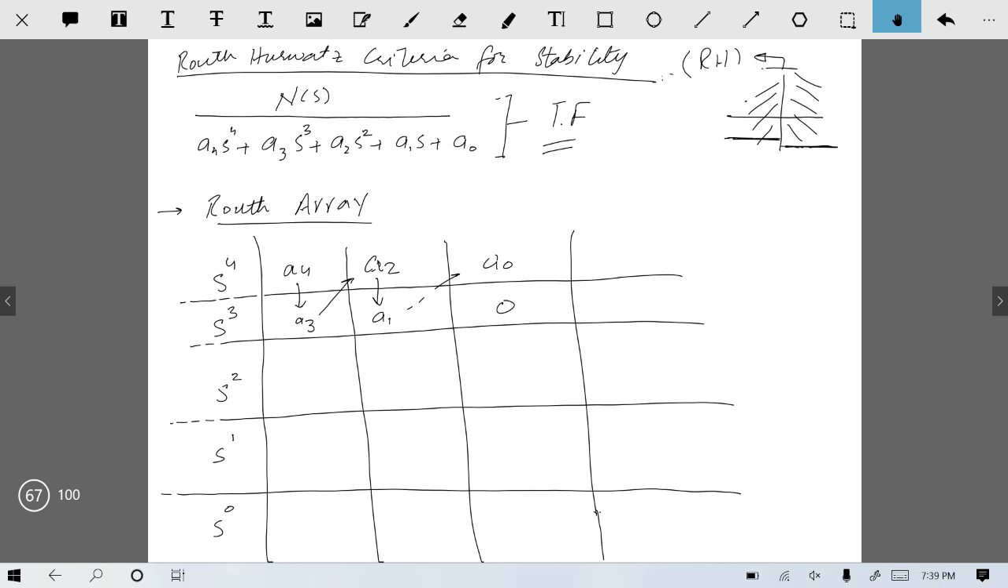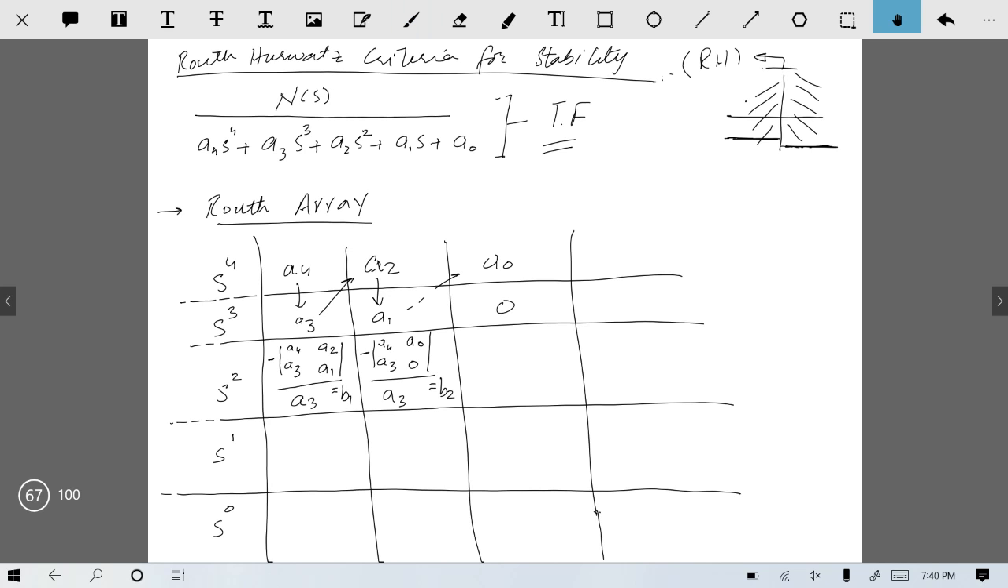In this block, we would have minus of the determinant of A4, A3, A2, A1 divided by A3. Similarly, in this block, we would have minus of the determinant, where the first column remains constant in all the boxes. So it would have A4, A3, then the next terms A0, 0, and then divided by A3. This A4, A3 remains the same. Let's call this B1 and let's call this B2.